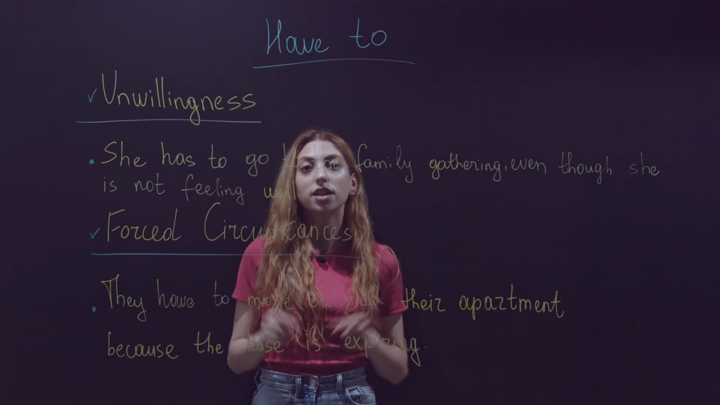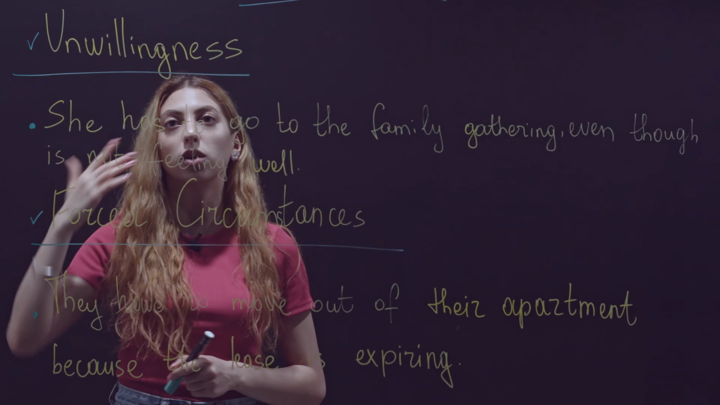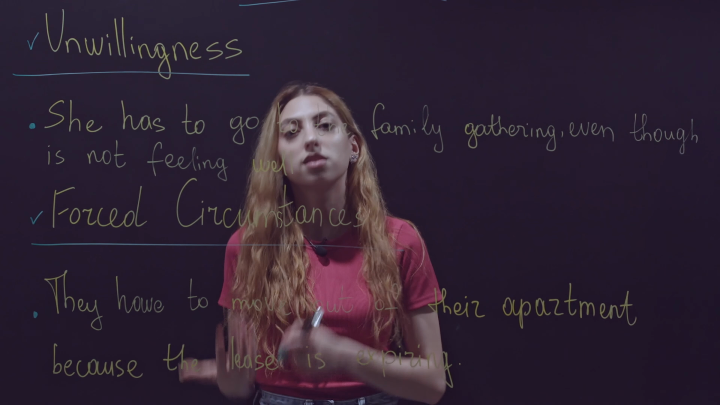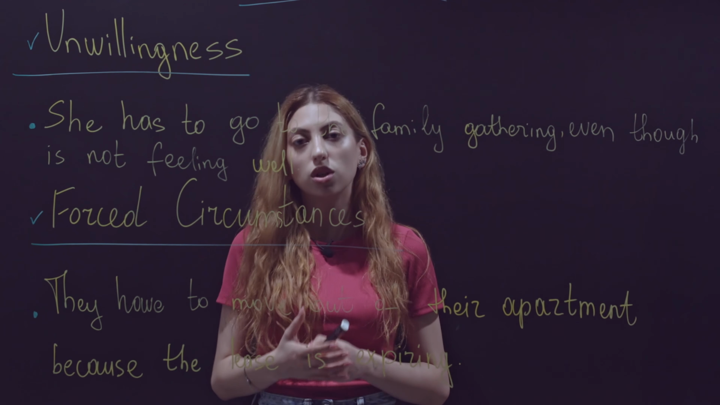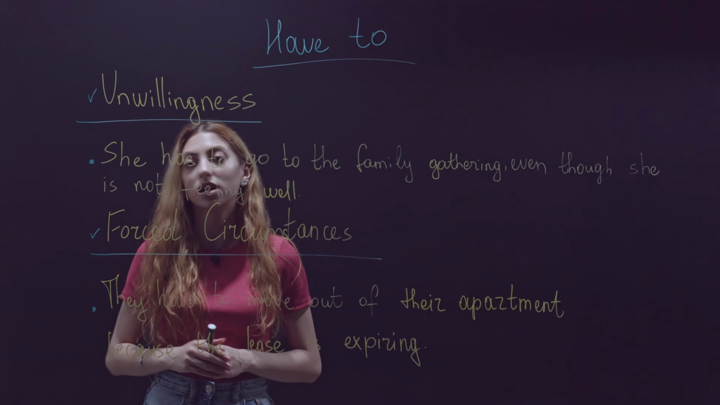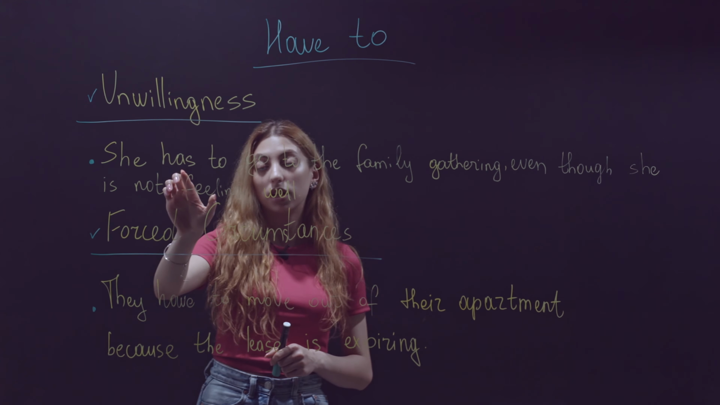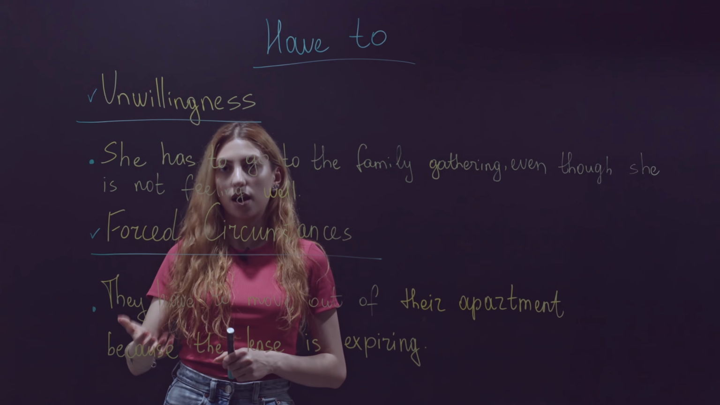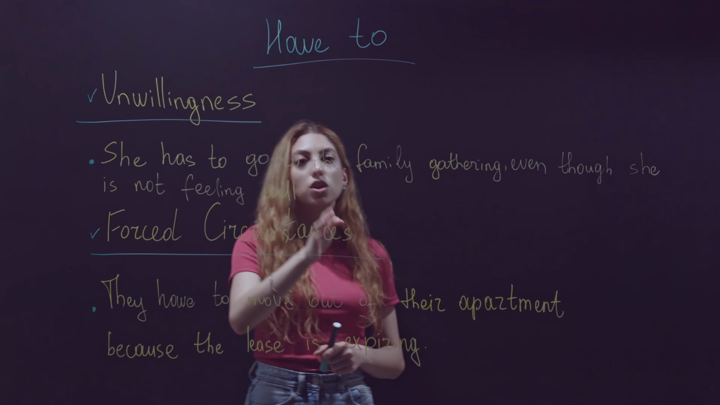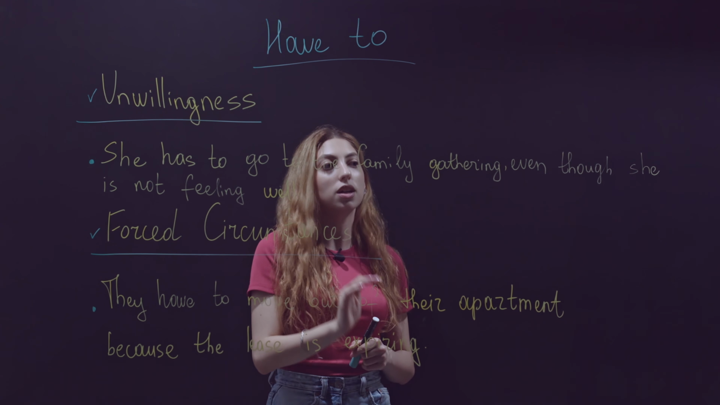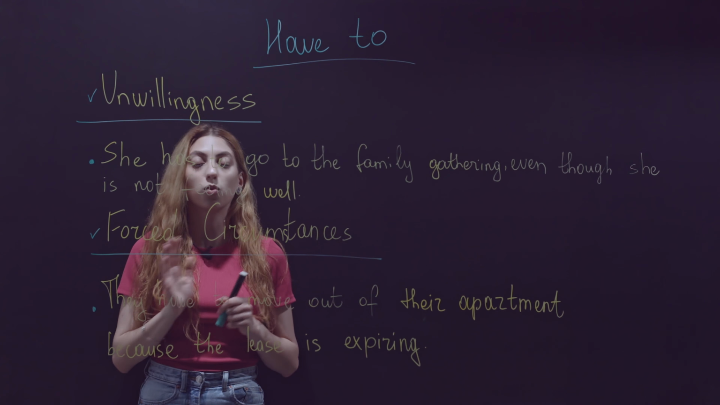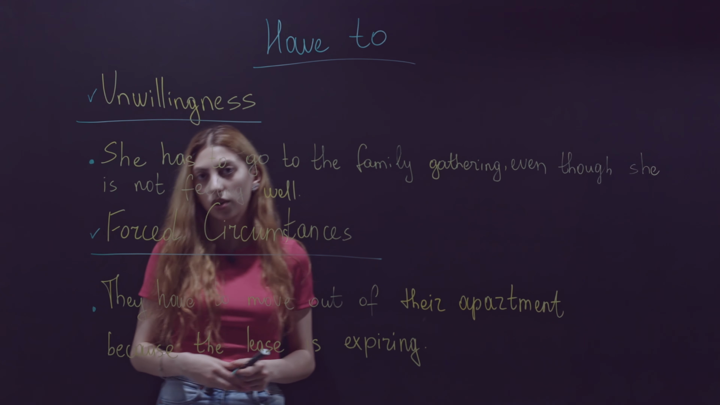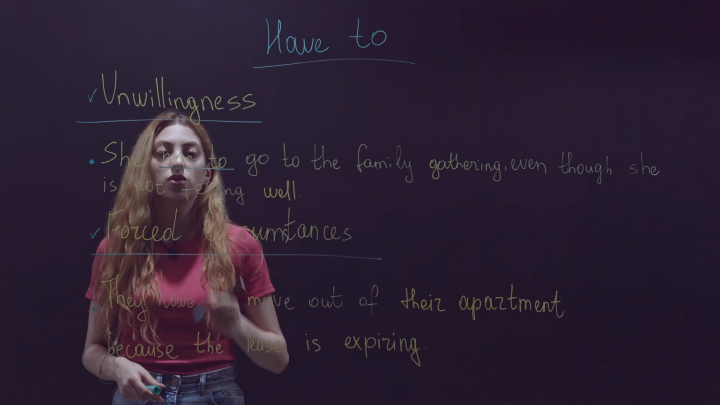Well guys, next one is have to. The first one is unwillingness. So when we don't want to do something, we can use have to. Let's look at the example. She has to, by the way, if it's she, he, it, we're gonna use has. For other cases, have. She has to go to the family gathering even though she is not feeling well. She doesn't want, but she has to. So has to.